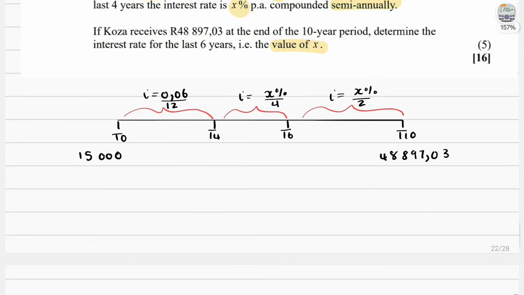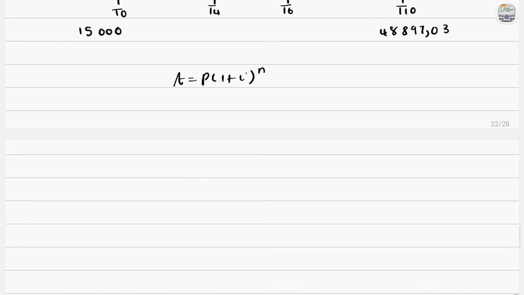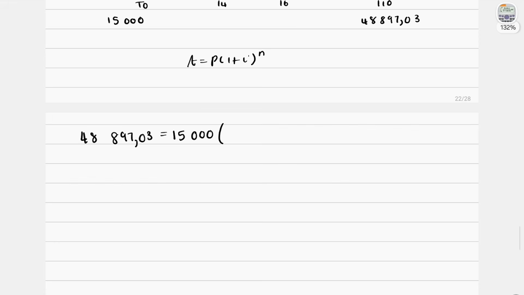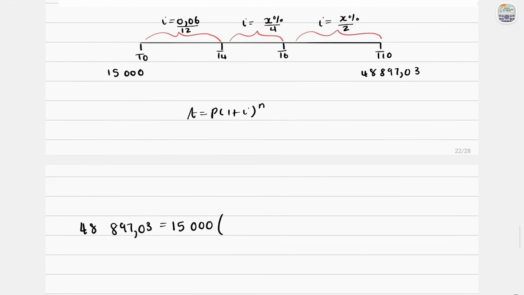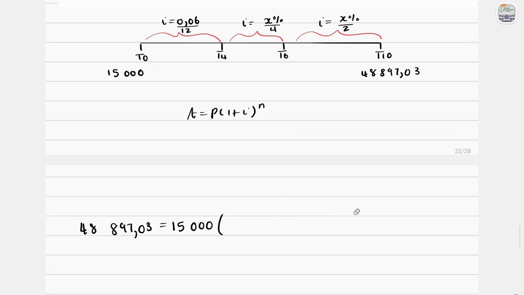Okay, so again, using the compound interest growth formula, we would say A is equal to P times (1 plus i) raised to the power of n. So the final amount, which we have, okay, as 48,897.03 is equal to the investment, which is 15,000 multiplied by, and now we just need to be careful. Notice that there are 2 different interest rates, but remember there are 3 different compoundings. These ones are exactly the same, but the compounding is different. So you need to have 3 brackets.